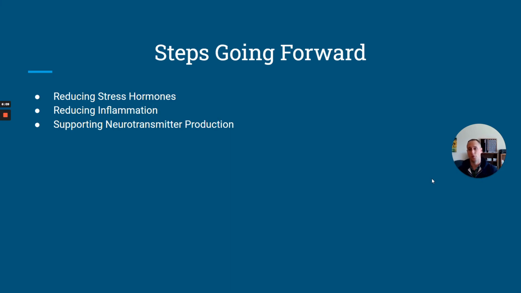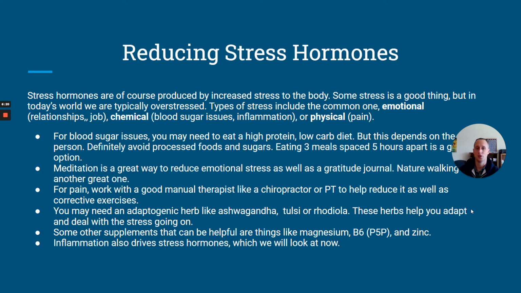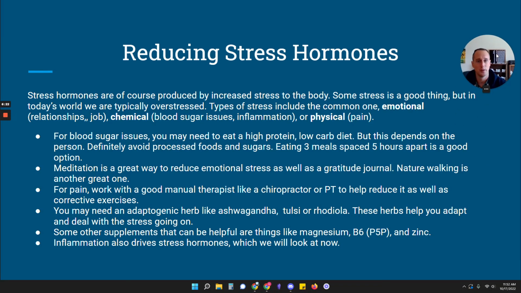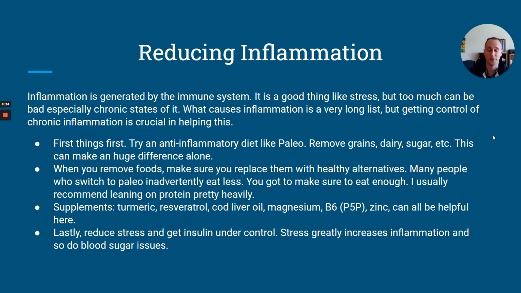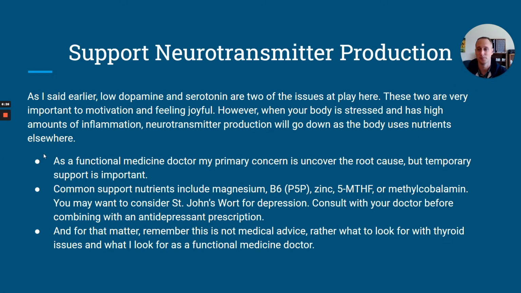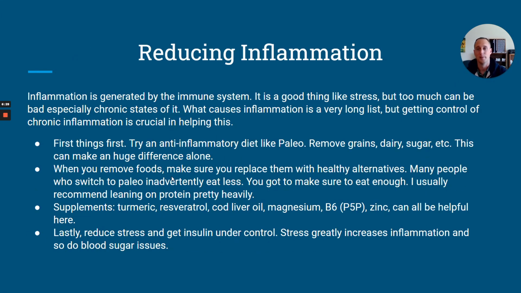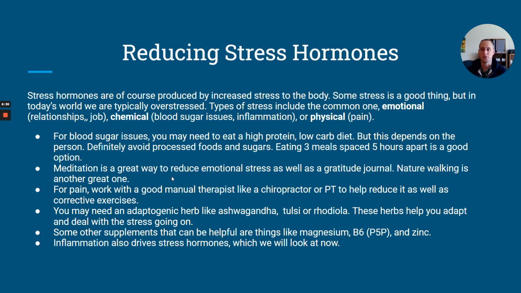So, steps going forward. I'm going to break down each of these: reducing the stress hormones, how do we do that; reducing inflammation; and then supporting neurotransmitter production. First of all, with the stress hormones, let me back up. So, reducing stress hormones.